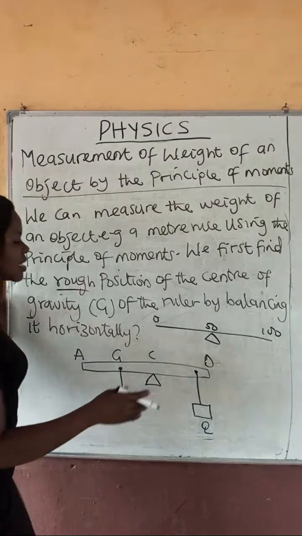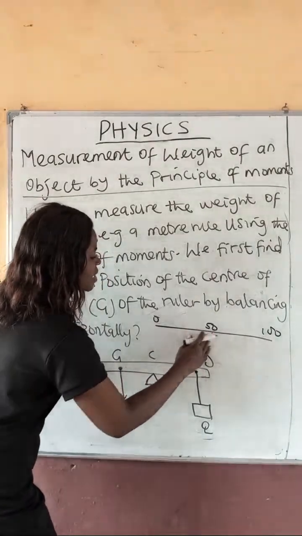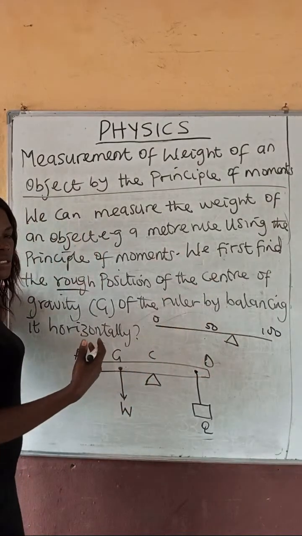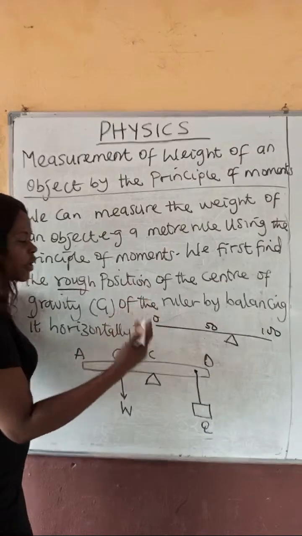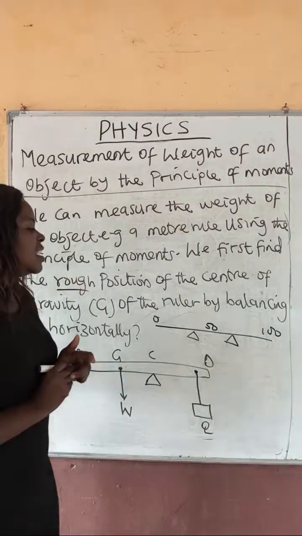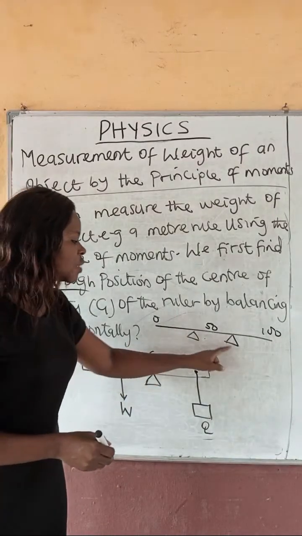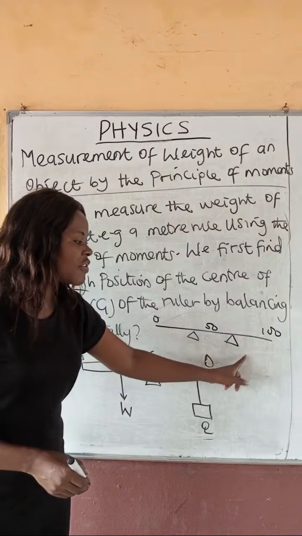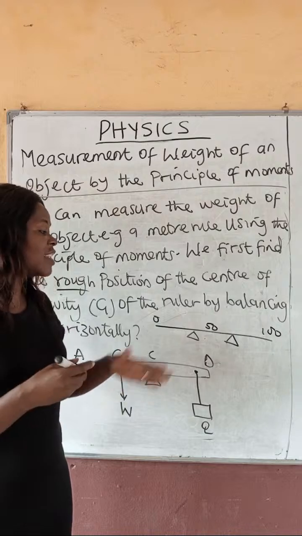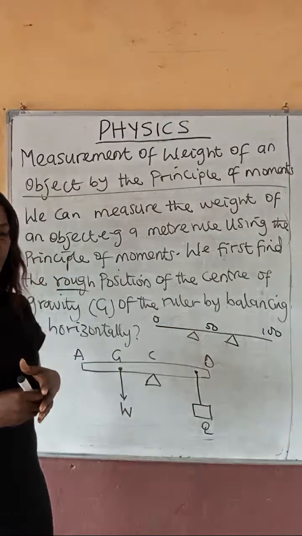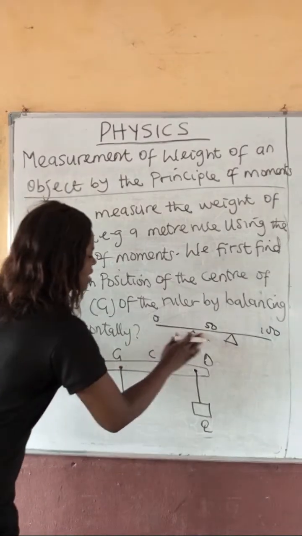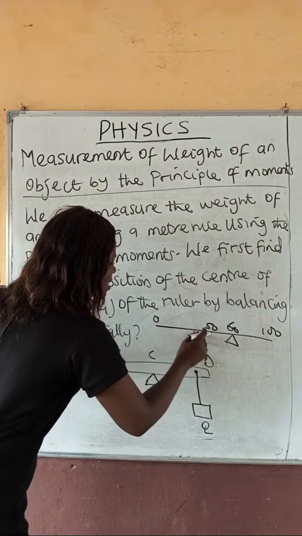But in this aspect now, the pivot will be placed either after 50 centimeter, which is the midpoint, or before 50 centimeter. Do you understand? The question will be asked in such a way that the pivot will be placed either before 50 or after 50. We will now be asked to find the weight or the mass of the meter rule. How do we do that? Let's assume it is placed here at 60 centimeter.